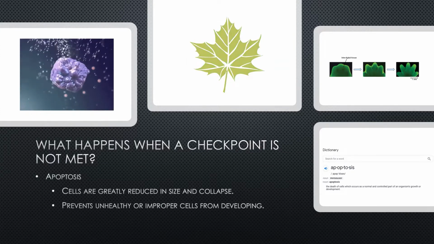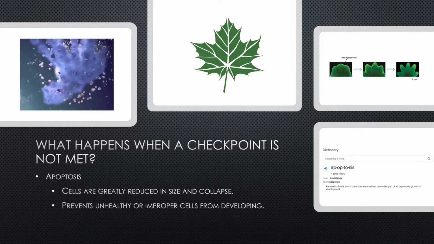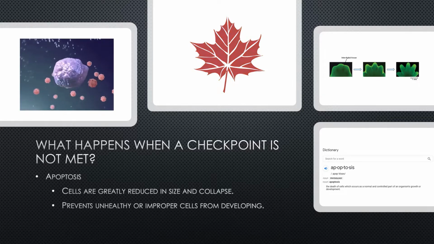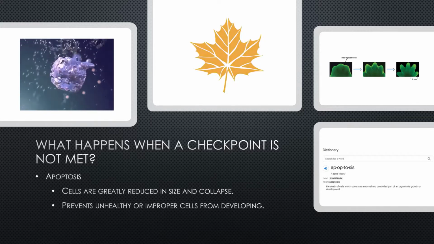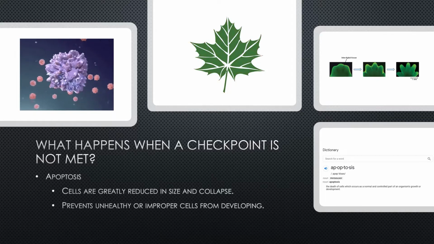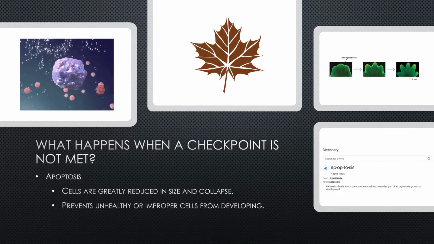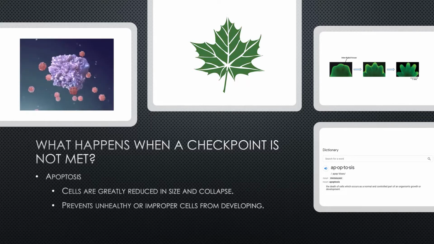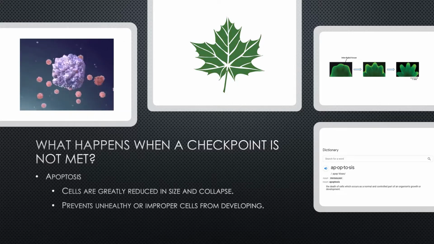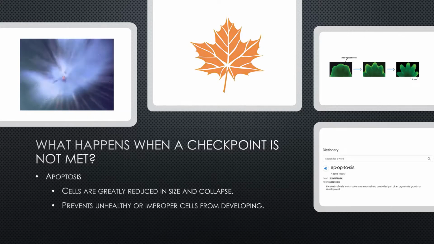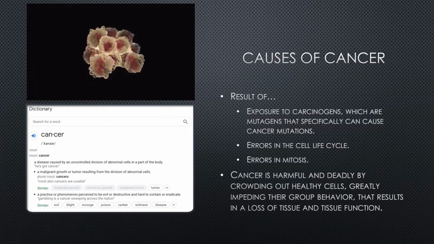When a cell fails to meet a certain checkpoint, the cell will go through apoptosis, which is basically programmed cell death. The cell basically terminates itself to prevent its unhealthy, error-ridden nature from continuing to develop. Now, what happens when a cell doesn't go through apoptosis when it should, or when these errors continue without any consequence to eliminate them? That is getting cancer. Okay.